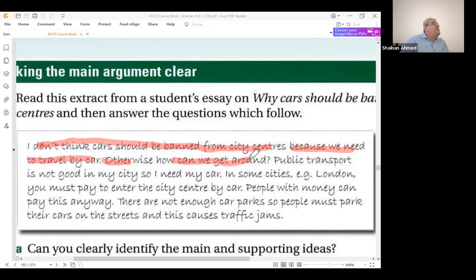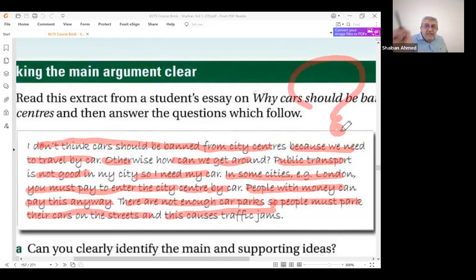Why are you repeating? Then suddenly, public transport is not good in my city, so I need my car. Then he moves to another point. In some cities, for example London, you must pay to enter the city center by car. People with money can pay this anywhere. There aren't enough car parks. So people must park their cars on the streets, and this causes traffic jams. Now the question is, is he answering the task?